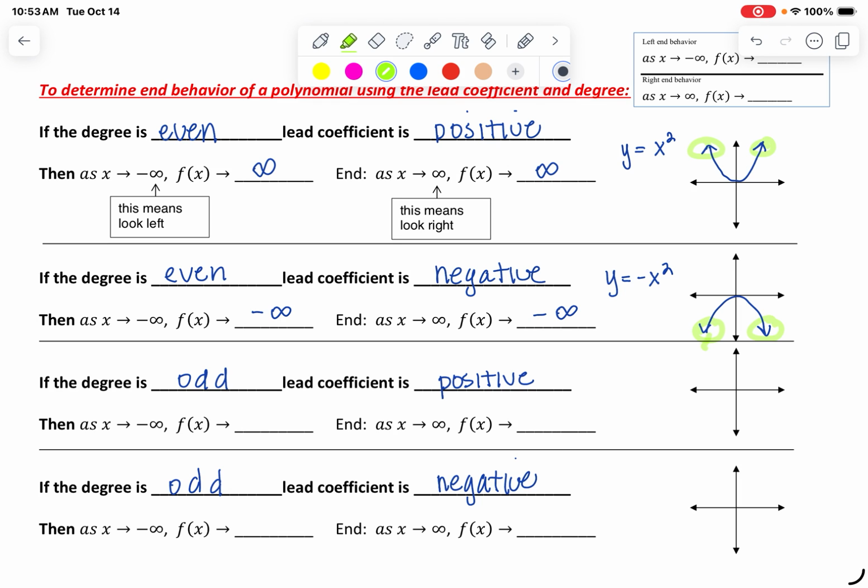All right, positive, negative, if you look, they're both pointing upward for positive. They're both pointing downward for negative, all right? So lead coefficient, both upward for positive, both downward for negative.